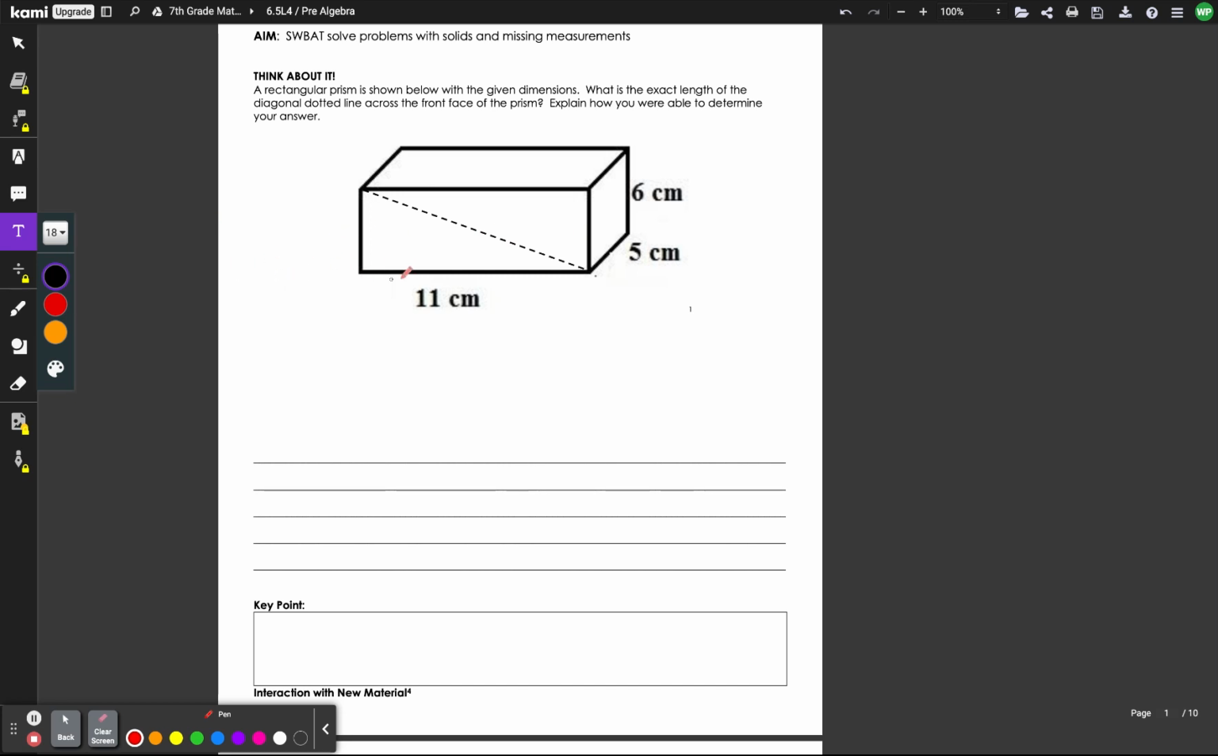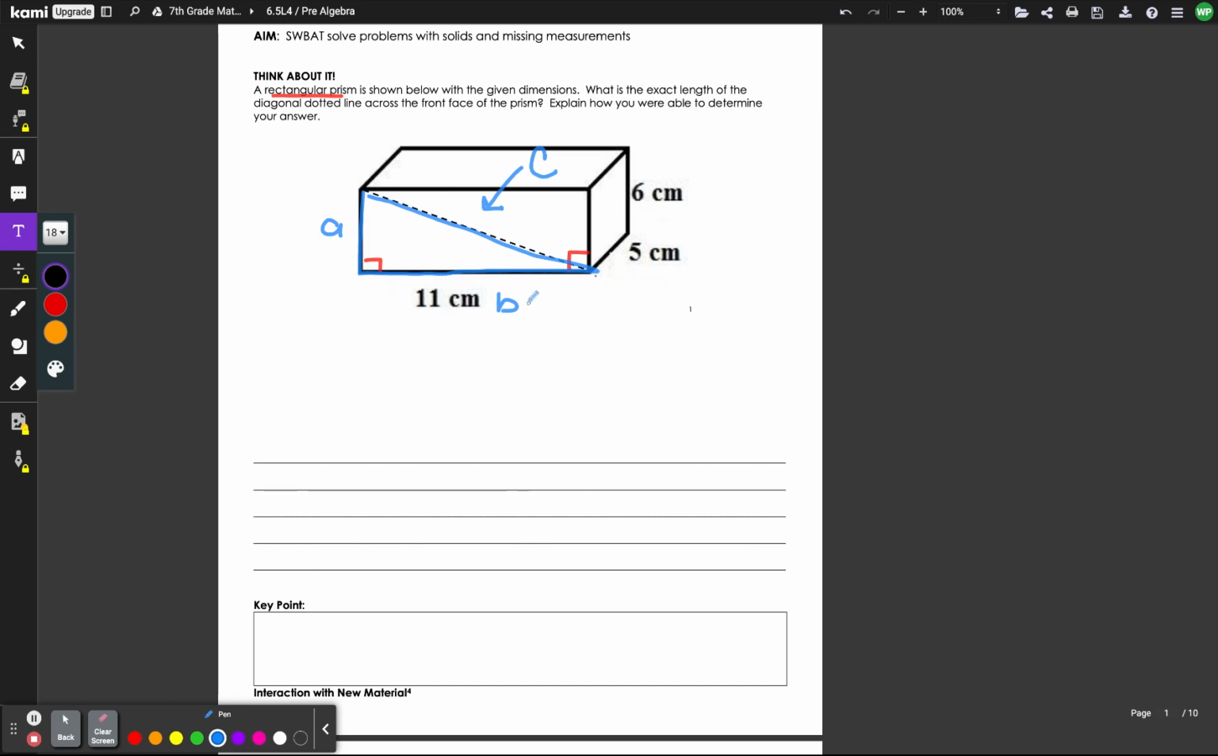So when we take a look at this, we should be thinking to ourselves, okay, we have a rectangular prism, so we want to annotate that. We're looking for the exact length. So this is going to create a right angle here, which also creates a right angle here. And so we are able to hopefully see that we've got a right triangle located here. And we're looking for this dotted line, which is going to represent our hypotenuse, and these two are going to represent our legs.